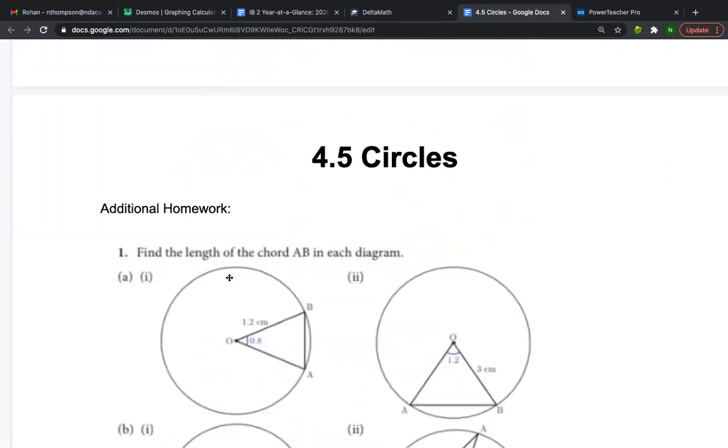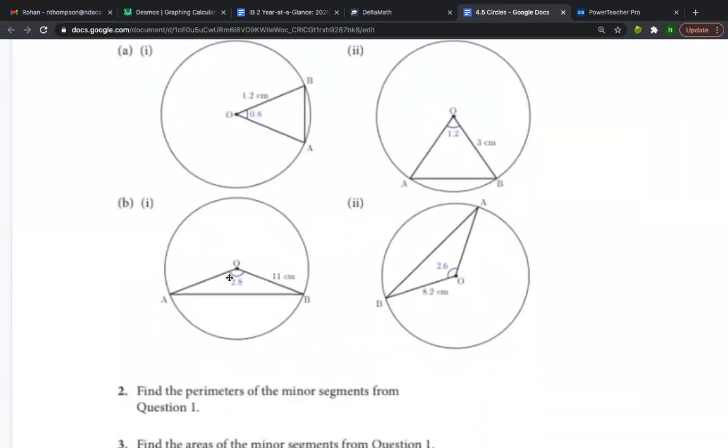They also ask for the perimeters of the minor segments and the area of the minor segments. So again, the minor segment on any of these is where you go from A to B on the curve, A to B on the straight, and shaded in. So those are the minor segments. Okay, so that is it for now for these notes. Good luck.